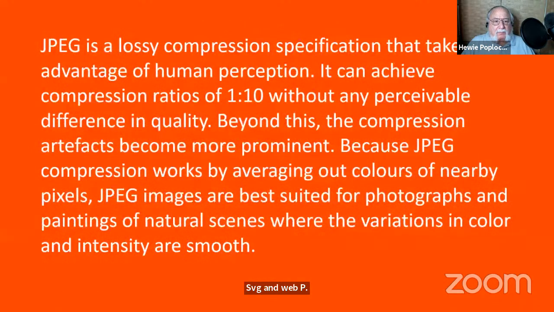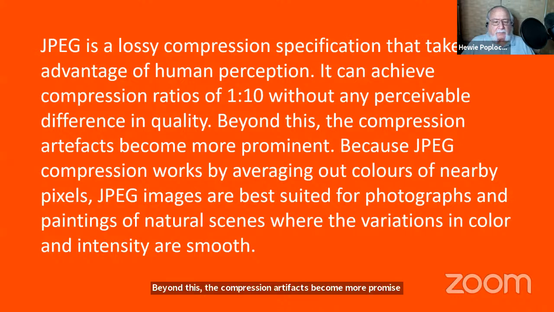JPEG is a lossy compression specification that takes advantage of human perception. It can achieve compression ratios of 1 to 10 without any perceivable difference in quality. Beyond this, the compression artifacts become more prominent.